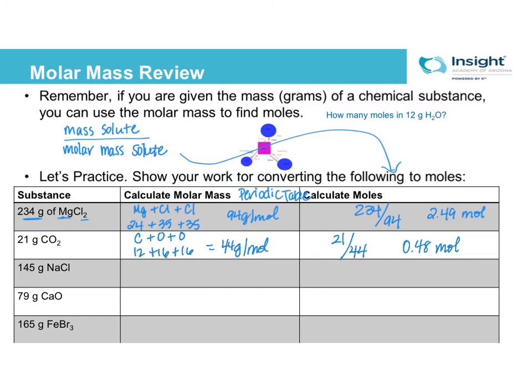I'll do one more, and you can always try a few more of these examples if you like. For NaCl, you're going to combine Na plus Cl. Na has a mass of 22.99, so I'm just going to call that 23, plus 35 is 58 grams per mole. And then I'll take the 145 divided by 58.